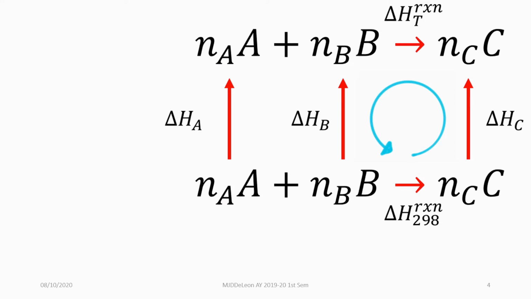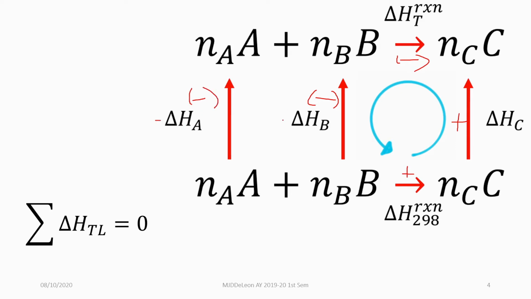In the thermodynamic loop, meron tayong rules na sinusunod. So sa thermodynamic loop, if the direction of your loop is the same as the direction of your reaction, we take that as positive. So ito positive, same direction with the loop. This one is positive as well. If opposite na ng direction, yung reaction with the loop, so ito negative, ito negative, and ito rin negative, yung kukunin nating values nung ating delta H here.